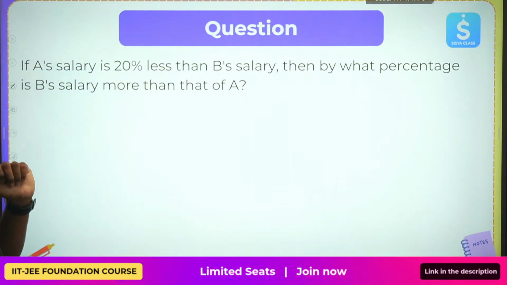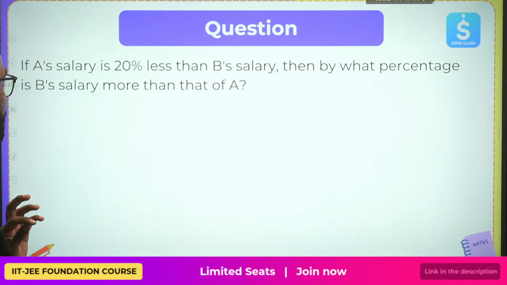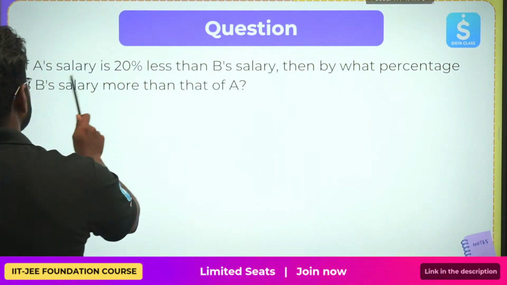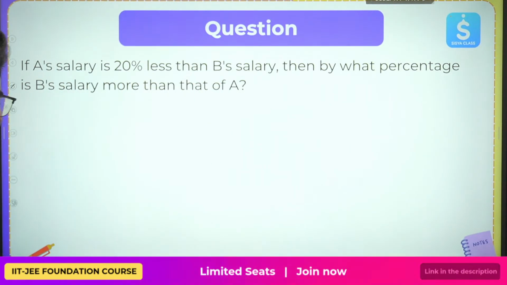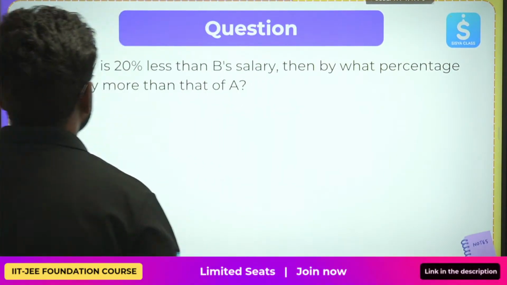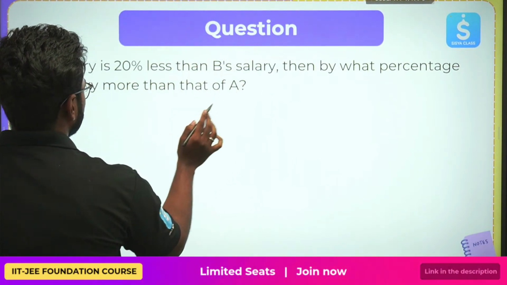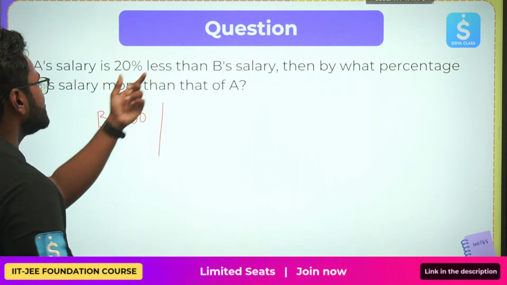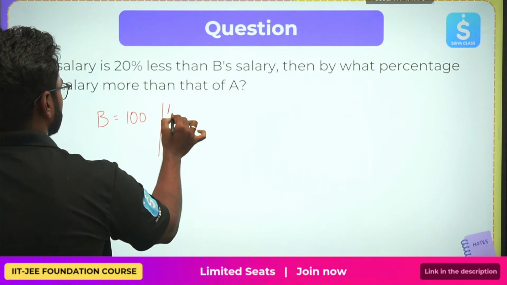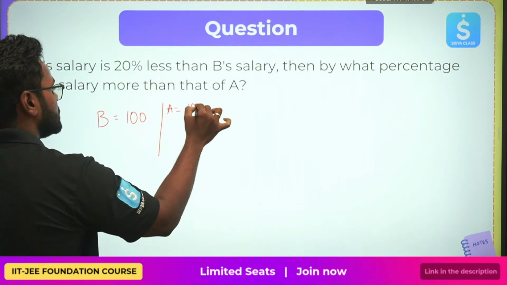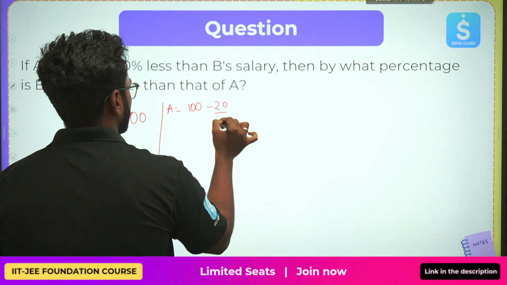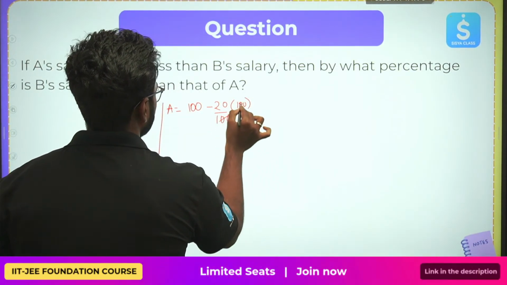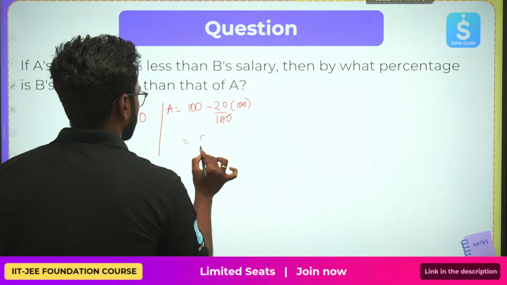Right? If A's salary is 20% less than B's, then by what percentage is B's salary more than that of A's? We can again assume 100 now, since there is no mention. A's salary is 20% less than B, right? So B's salary is equal to 100 rupees. A's salary is 20% less than B, which is nothing but A is equal to 100 minus 20 by 100. B is 100, so this should be 20. 100 minus 20 is 80.